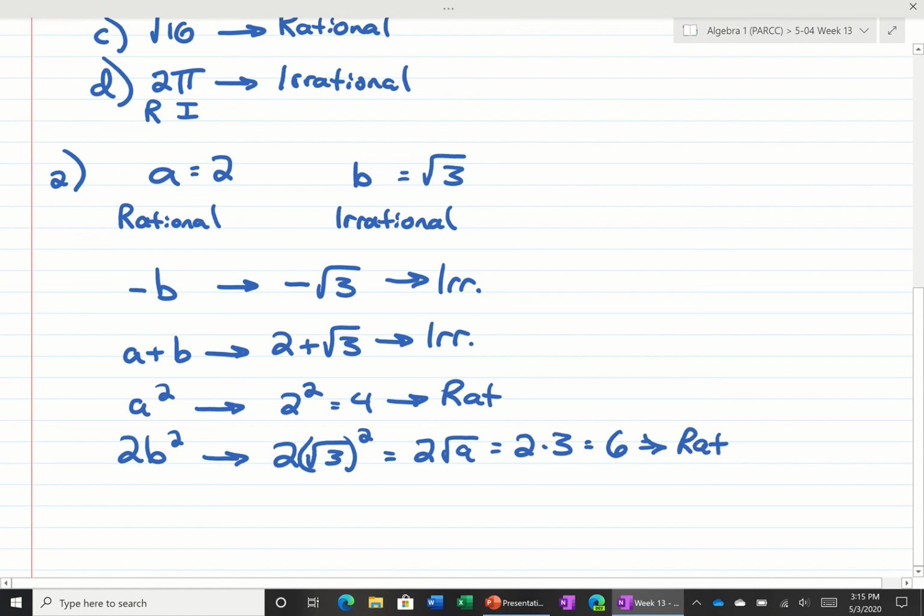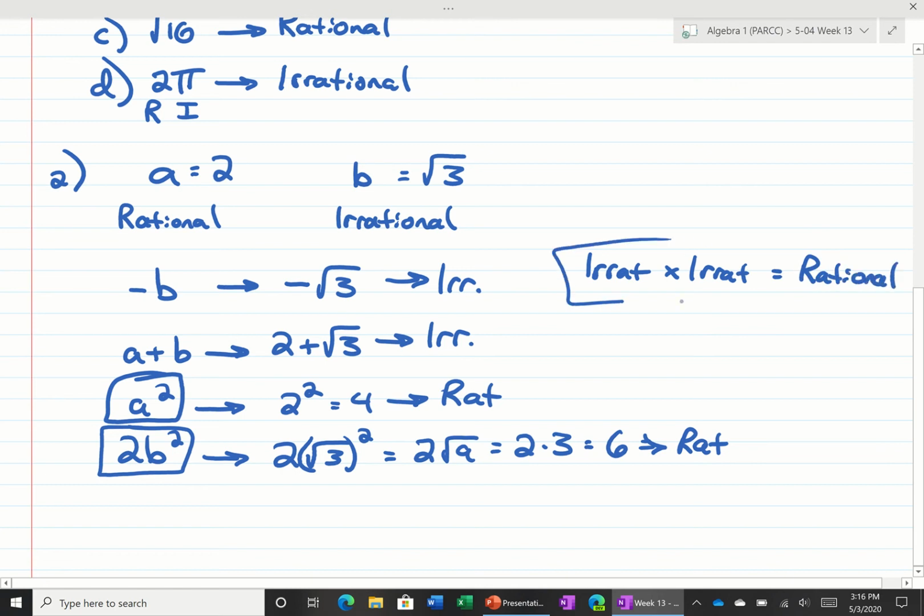So which expression could represent a rational number? Looks like this one and this one. Just remember, when you have an irrational number times itself, sometimes that could produce a rational number. And we've seen this before in the notes, and we're seeing it again now with this example, where you have an irrational number times itself.